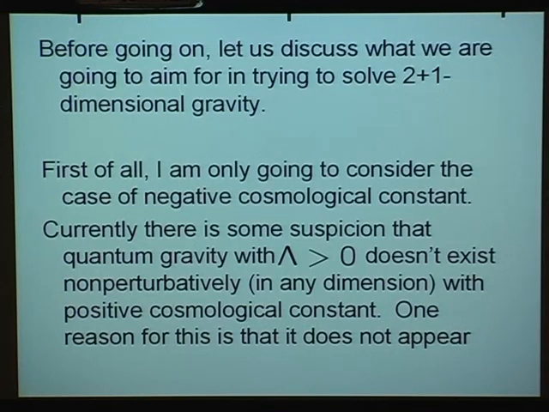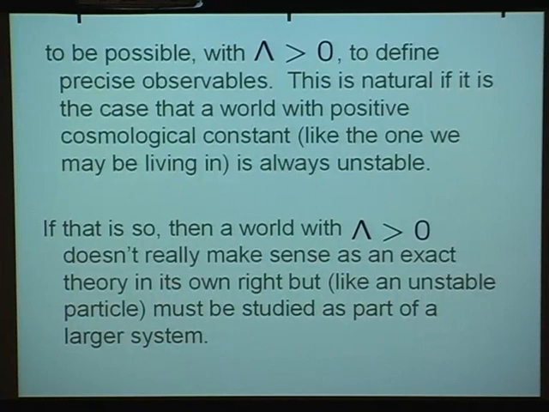Now, we're going to try to suggest what might happen, but in order to do that, let's discuss what we want to aim for. Well, first of all, we're only going to consider the case of negative cosmological constant. There are some arguments that quantum gravity with positive cosmological constant doesn't exist non-perturbatively. That a world with a positive cosmological constant might be unstable. One reason for this is that it looks hard with positive lambda to define precise observables. That's natural if such a world is unstable.